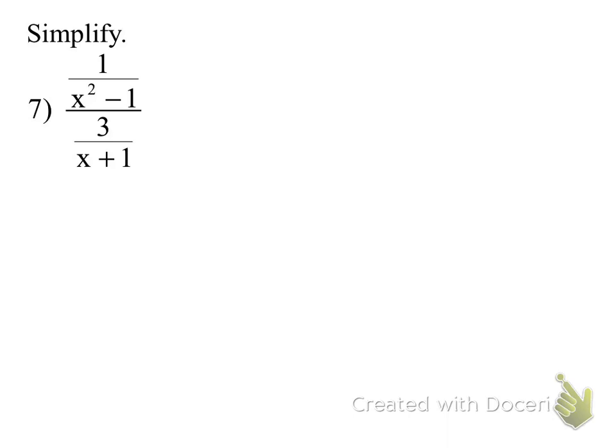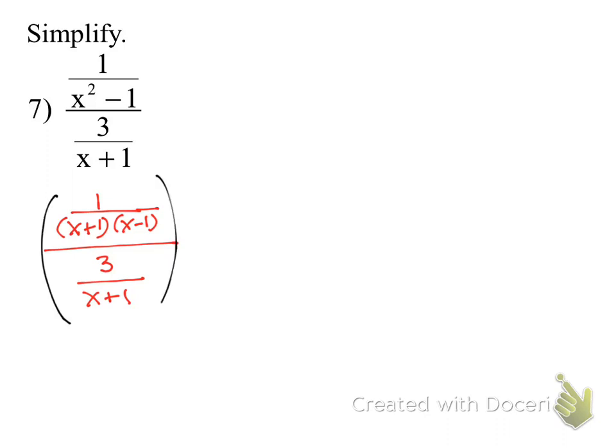It's 1 over x squared minus 1, over 3 over x plus 1. Brianne. There's a difference of squares in the denominator. So we would have to factor it out to x plus 1 times x minus 1, so 1 over x plus 1 times x minus 1, all over 3 over x plus 1. So what's my least common denominator? x plus 1 times x minus 1, x plus 1 times x minus 1, right?